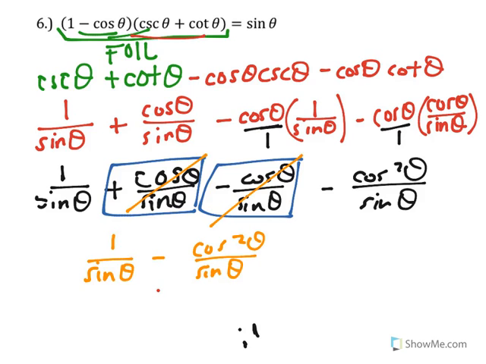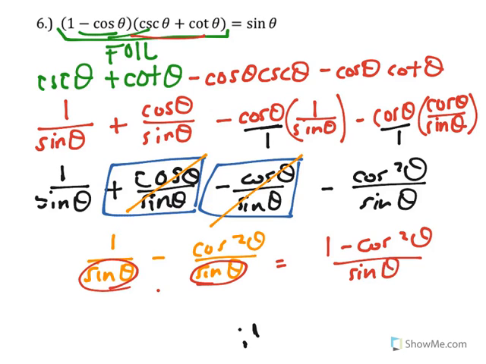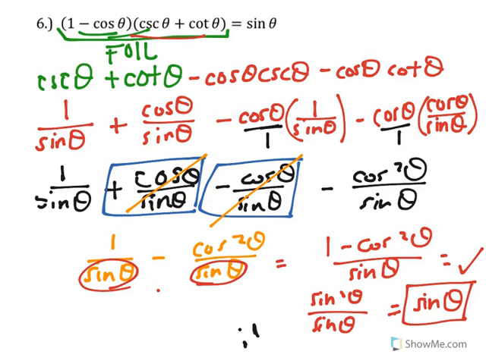Now, they're two fractions, but if you notice, they have a common denominator. So I can combine the top. 1 minus cosine squared over sine. 1 minus cosine squared is sine squared over sine, which is just equal to the sine of theta. And you know I'm done when I get back to what I wanted.